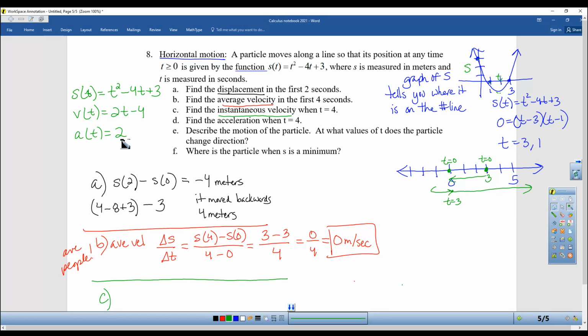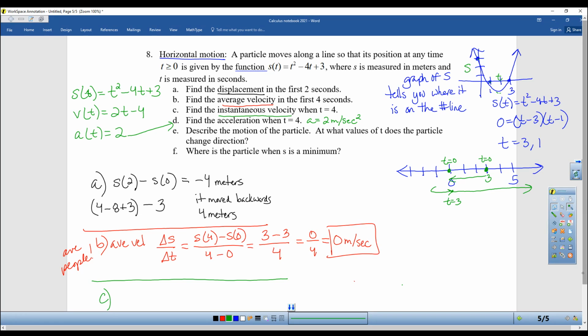Notice that acceleration came out to be constant again. That means time doesn't matter. At all times, the acceleration is 2. So that actually means I can answer part D now. The acceleration is equal to 2 meters per second squared all the time. So now part D is done.